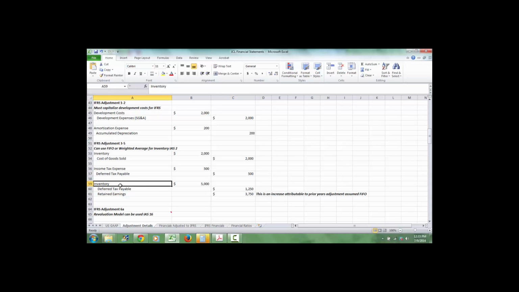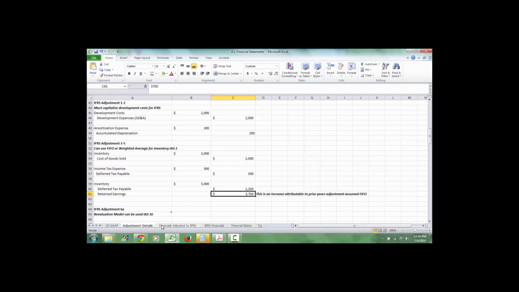Following along with that, we also have to retrospectively state the change for the inventory as if FIFO was used the whole time. So that's what adjustment number 5 does. Inventory increased by 5 million. We're going to have deferred tax payable, and the adjustment is going to go to retained earnings directly because this is prior year cost of goods sold adjustments.